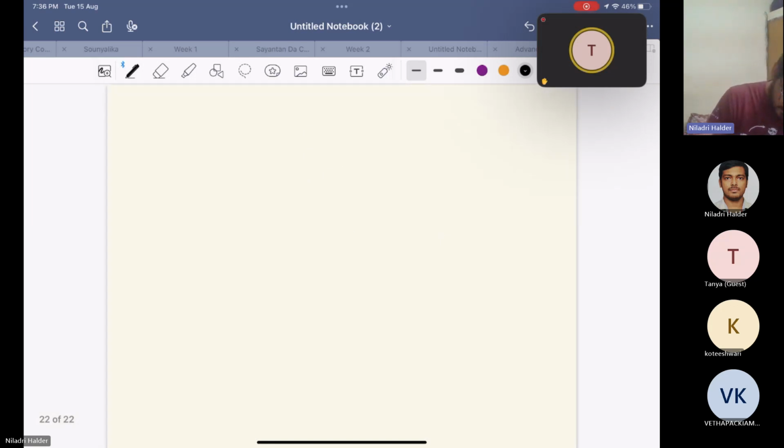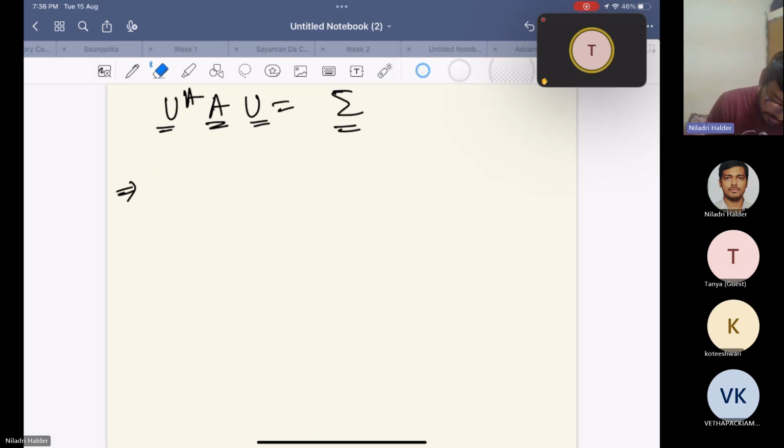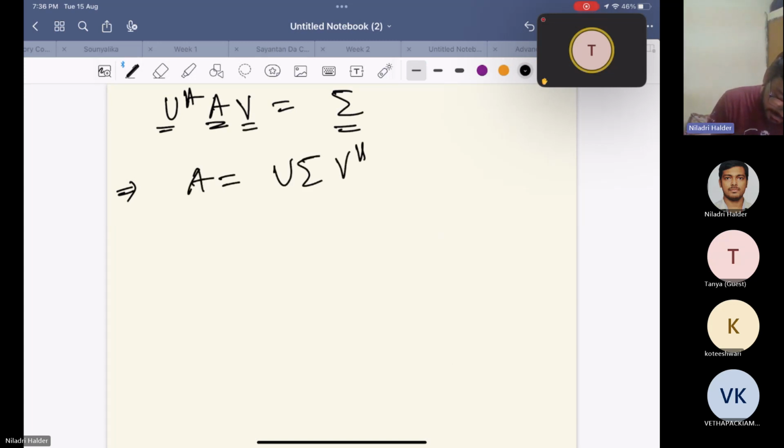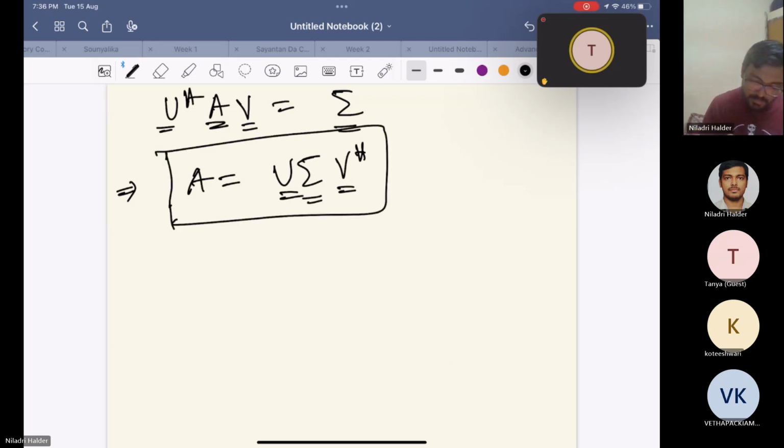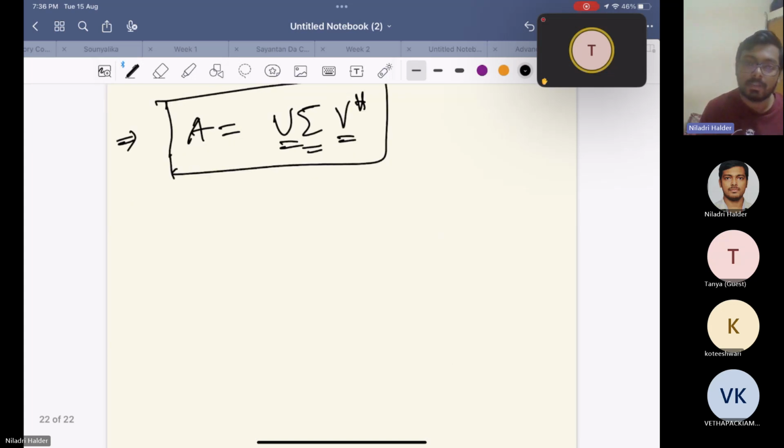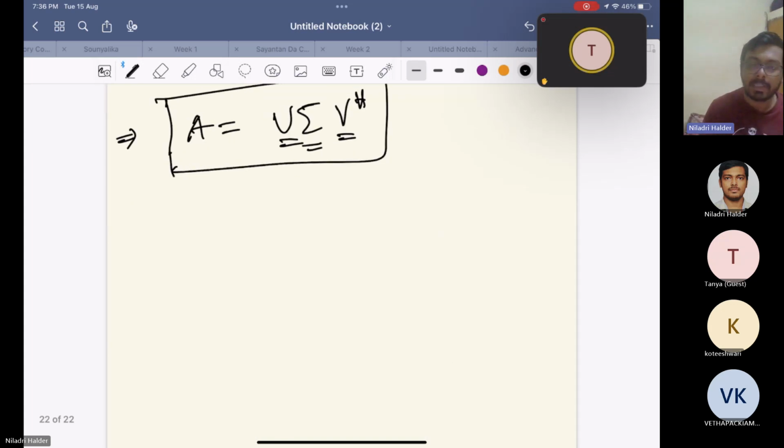So that means for any matrix A we can write U Hermitian A V is equal to some sigma, where sigma is a diagonal matrix. Then A can be written as U sigma V Hermitian. So this is the SVD, singular value decomposition theorem. This is a helpful theorem which will be applicable in every domain.